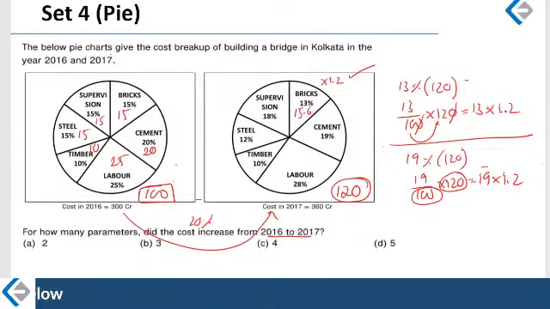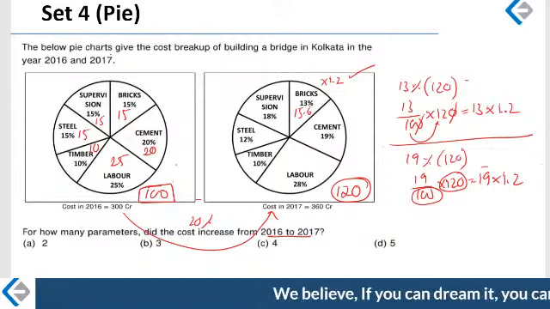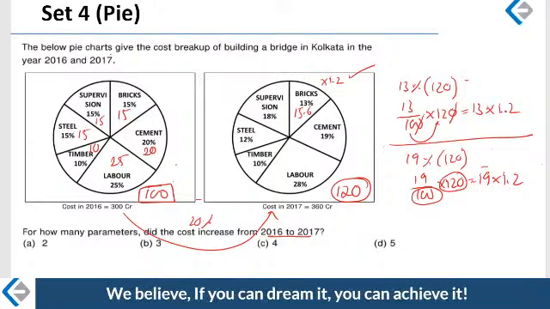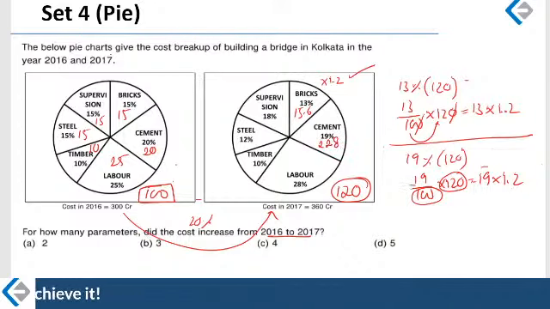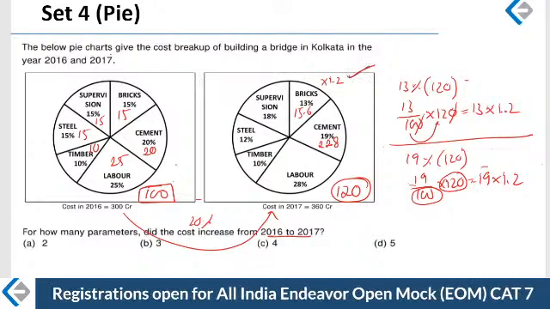What I'll be writing for the cement? 190 plus 38, which is nothing but 228. That's 22.8. What I'm doing is just multiplying by 12. That's it. 28 into 12 is 280 plus 56, which is nothing but 336.